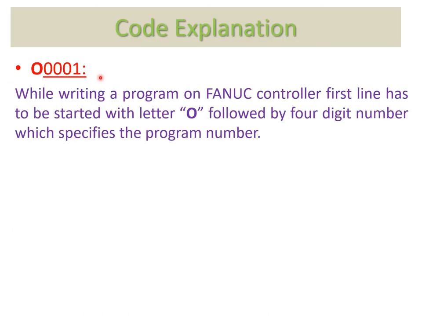Now starting with the code explanation, I will start with the very first line, which was O0001. This line starts with the letter O, and it is O0001. While writing a program on a FANUC controller, the first line has to start with the letter O. It will always be followed by a 4-digit number. The number ranges from 0001 to 9999; I mean, this is the range of the O code. Whenever you write a program, it always has to be specified by a specific number. So in the very first line, we will specify our program code by giving it a specific number.